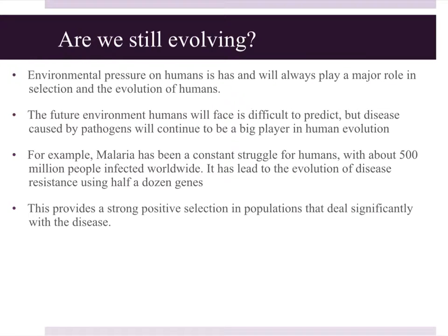Environmental pressure on humans is, has, and will always play a major role in selection and the evolution of humans. The future environment humans will face is difficult to predict, but disease caused by pathogens will continue to be a big player in human evolution. For example, malaria has been a constant struggle for humans. With about 500 million people infected worldwide, it has led to the evolution of disease resistance using half a dozen genes. This provides a strong positive selection in populations that deal significantly with the disease.